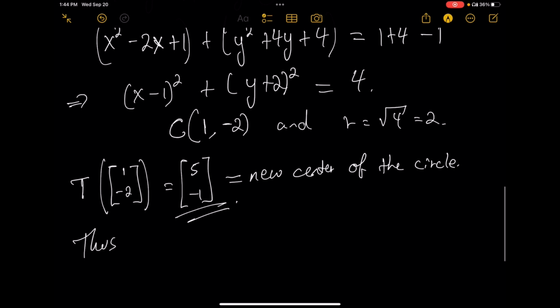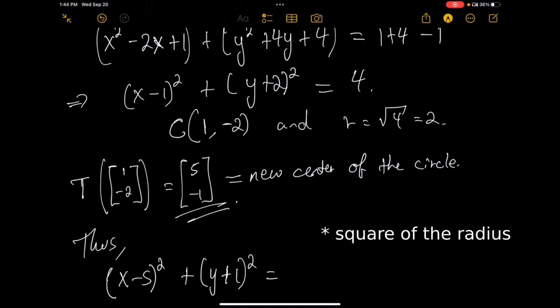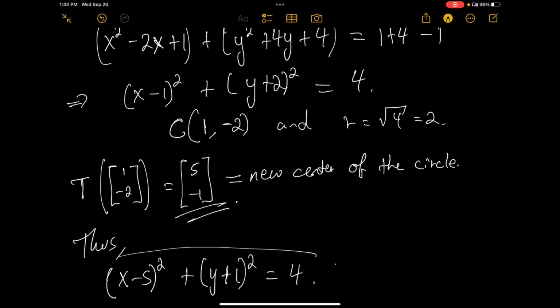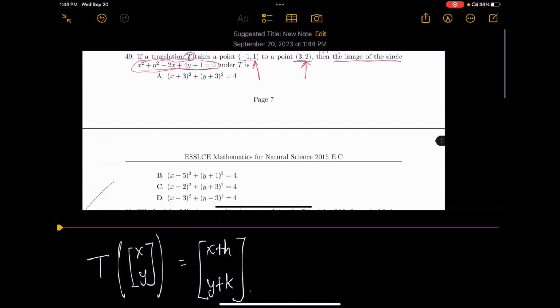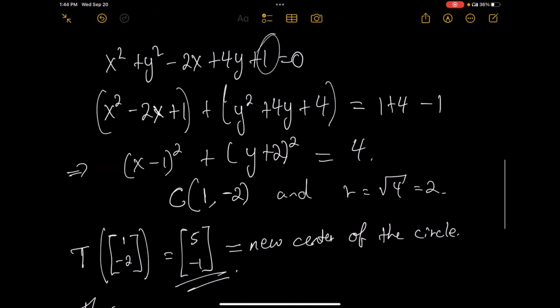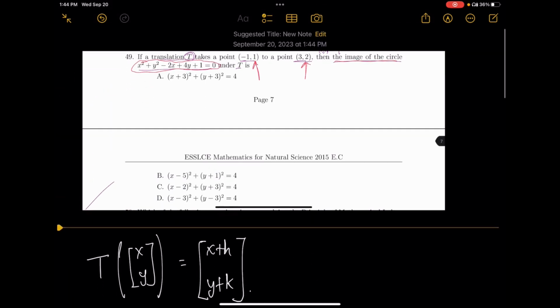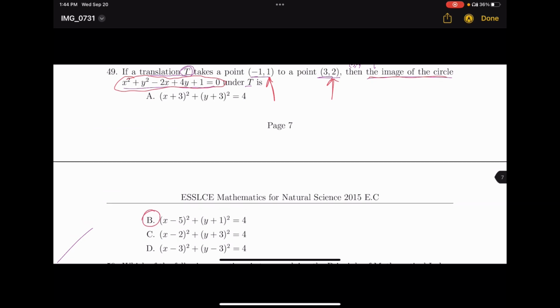Okay, that's the equation of the circle. It will be x minus 5 the whole squared plus y minus 1, it will be y plus 1 the whole squared. It will be equals to the radius, which will be equals to 4. Okay, because the radius is not also changed. So this is the answer. X minus 5 the whole squared plus y plus 1 the whole squared is equals to 4. Therefore the answer is B.